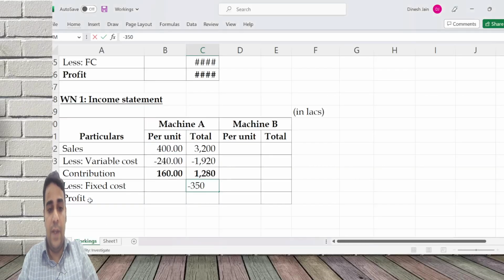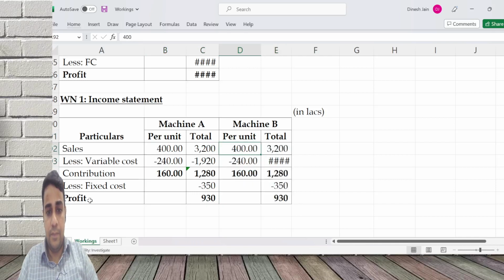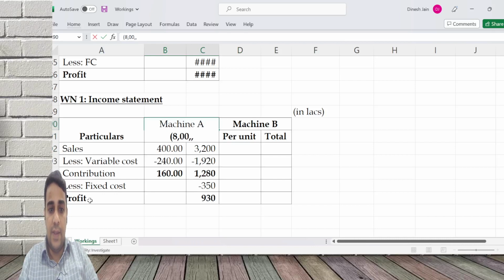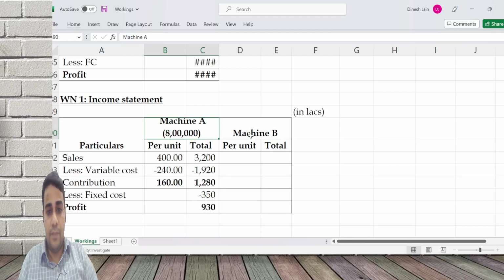Fixed cost is 350 lakhs. Profit is 930 lakhs. Kind of a simple computation. This calculation was done for 8 lakh units, Machine A. Machine B is for 10 lakhs.